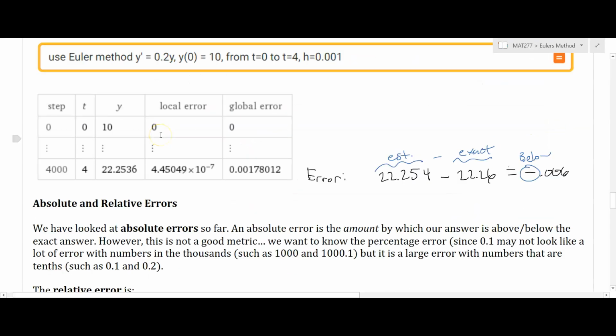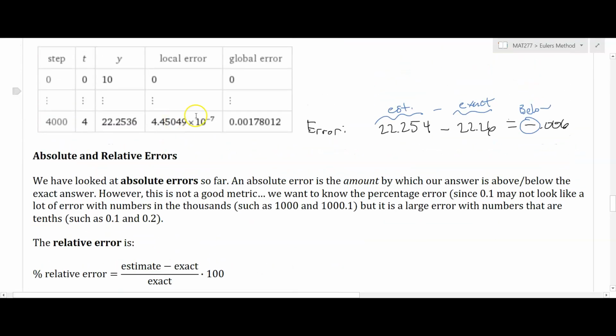Okay. So the other thing, right now we've looked at absolute errors, and an absolute error is the amount by which our answer is above or below the exact answer. However, this is not a very good metric. It's not a very good measurement because a difference of 0.1 may not look like much, but it all depends on what it's relative to.